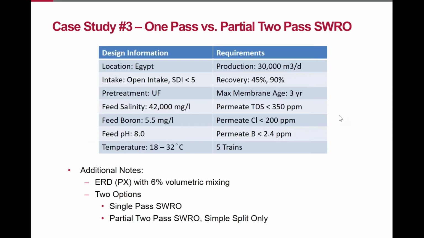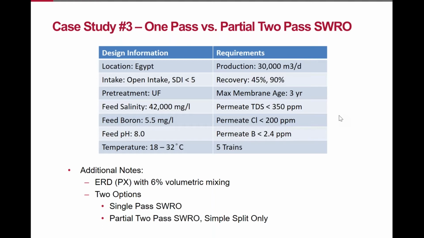Last case that we're going to cover, we're going to be looking at a single pass versus a partial two-pass seawater system. And we're going to be just comparing both and seeing what the benefits of both are in this design. So in this case, it would be a plant in Egypt with an open intake seawater of SDI less than 5. And we're also going to be using a UF pretreatment.